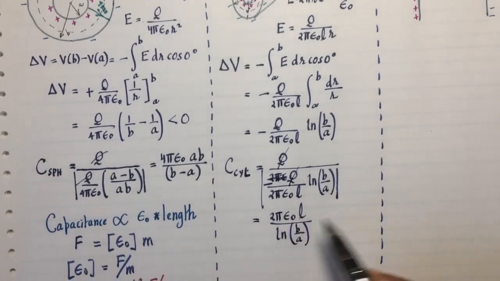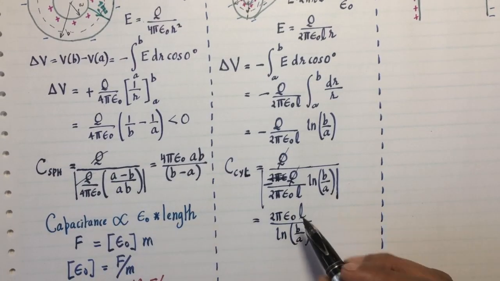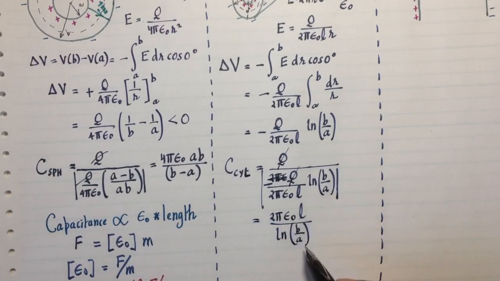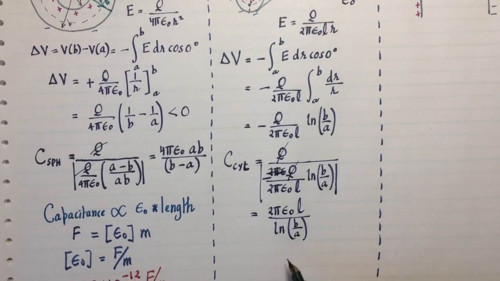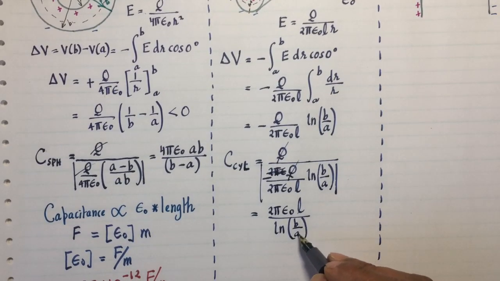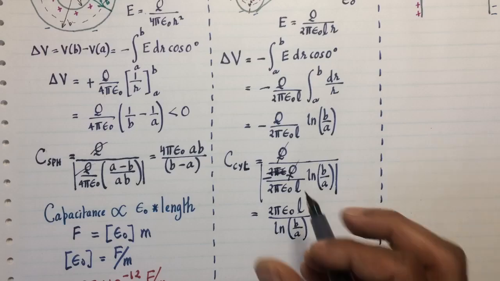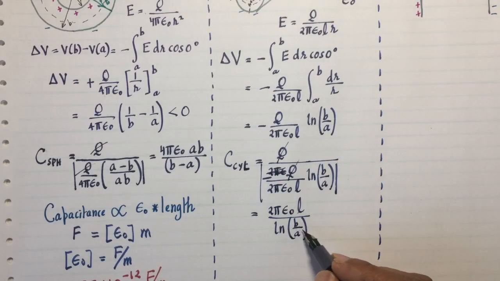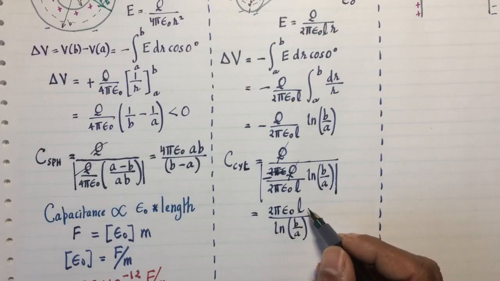Now notice it has the same feature, that capacitance is epsilon naught hit with some length, because natural log of B over A has no units. There's another feature I want to point out that's really crucial here, and that is as B goes to A, if the two plates approach, then B over A is going to be 1. Natural log of 1 is 0. The capacitance is going to go to infinity.